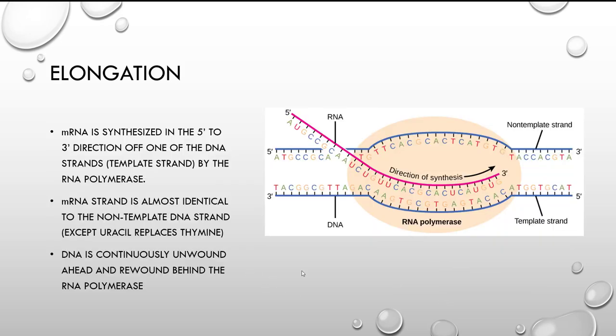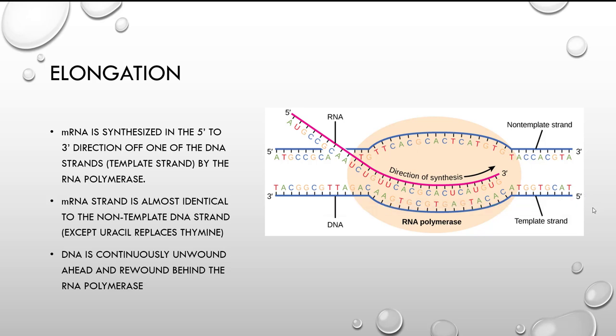Same sequence as in DNA replication. So in elongation, notice we have 2 strands of DNA. We have what's called the DNA template strand, and we have the non-template strand. The RNA polymerase is going to be reading the DNA template strand. So it's only going to be following one of the strands. It's not going to be following both. It's going to be reading the template strand from the 3' end to the 5' end.